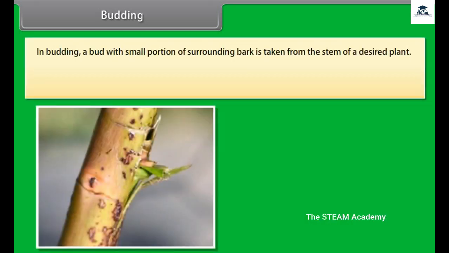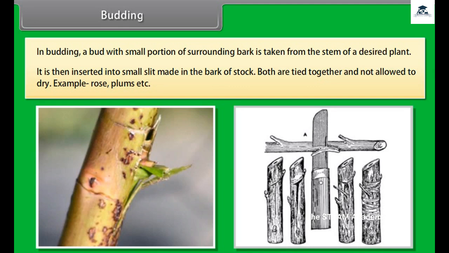Budding. In budding, a bud with a small portion of surrounding bark is taken from the stem of a desired plant. It is then inserted into a small slit made in the bark of the stock. Both are tied together and not allowed to dry. Example, rose, plums, etc.